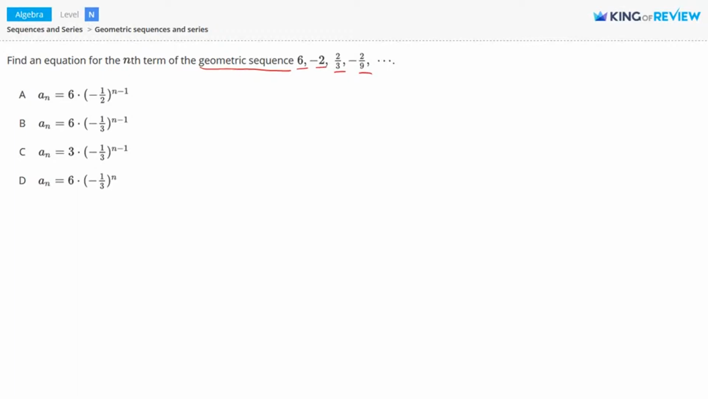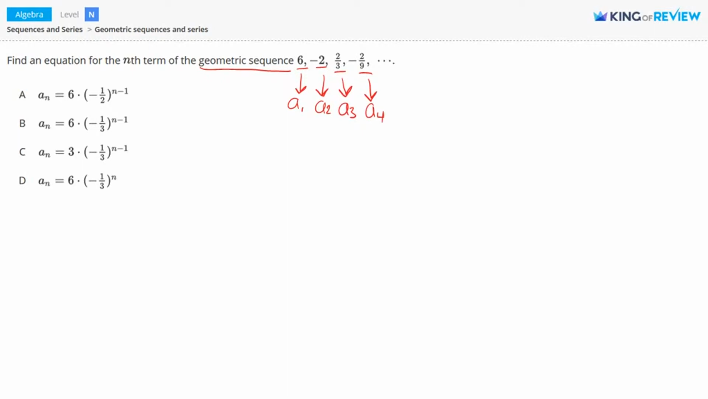This first term, which is 6, is called A1 because it's the first term. -2 is the second term. It's called A2 because it's the second term. And this naming pattern continues. The third term is called A3. The fourth term is called A4.